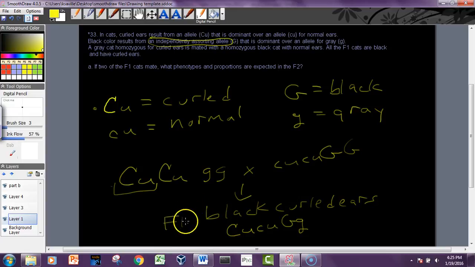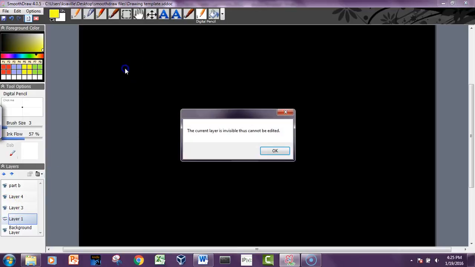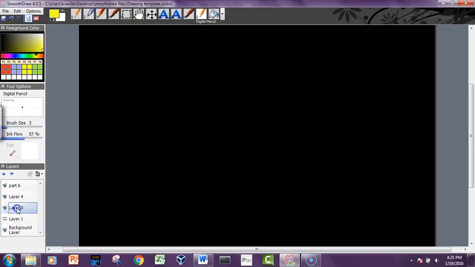Now if we're going to mate these guys, what are we going to get in the F2? So we're going to do a dihybrid cross. So now this guy is heterozygous for both, and we're going to do a dihybrid cross. Big CU, little cu, big G, little g, cross to big CU, little cu, big G, little g. Alright, so how are we going to analyze this?